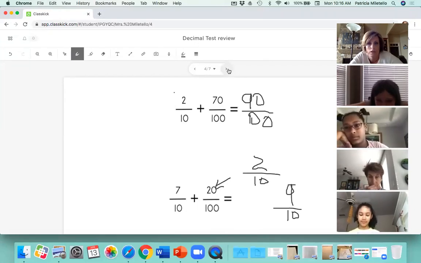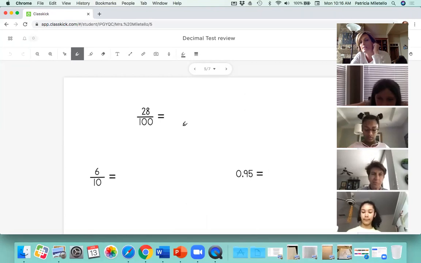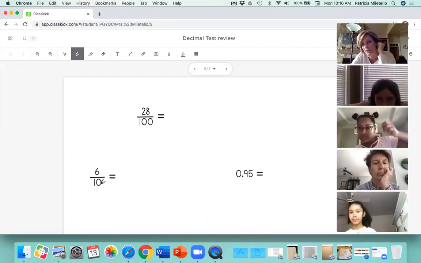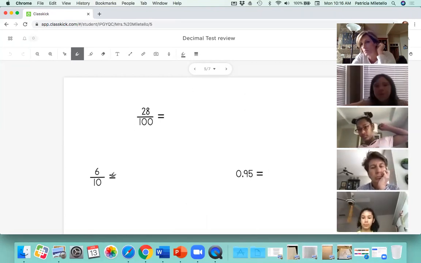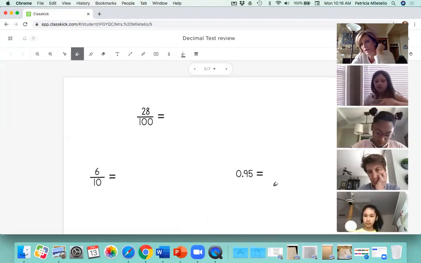Okay. Next one, let's see what else we got. Make these two fractions, write them as decimals. And then this decimal, write as a fraction.